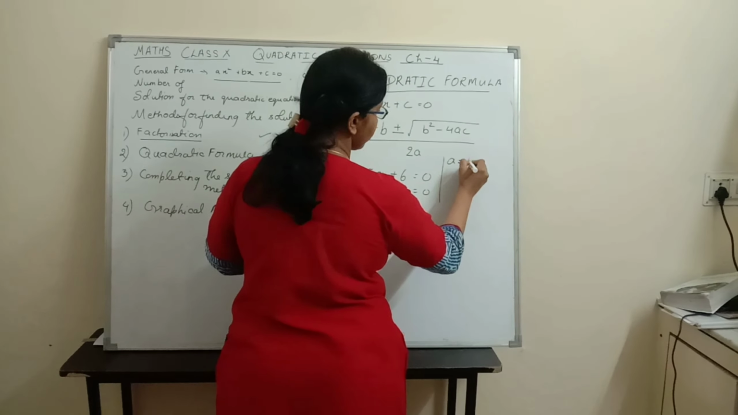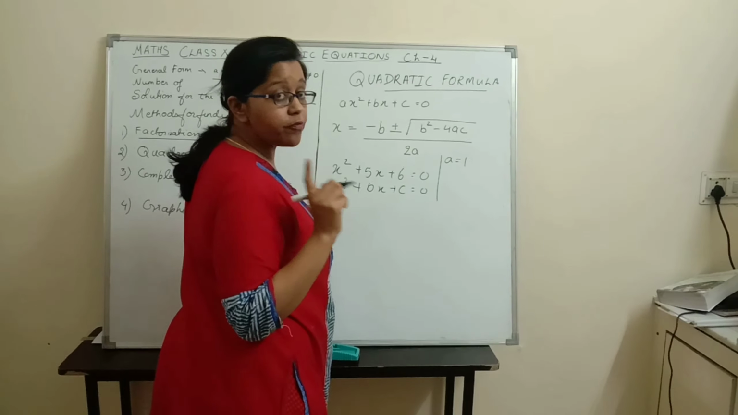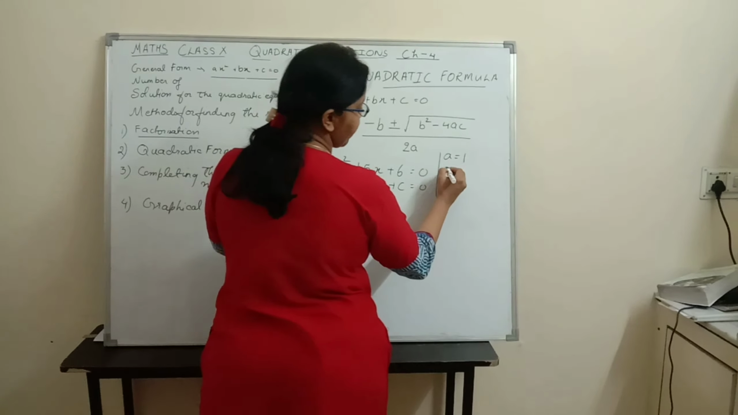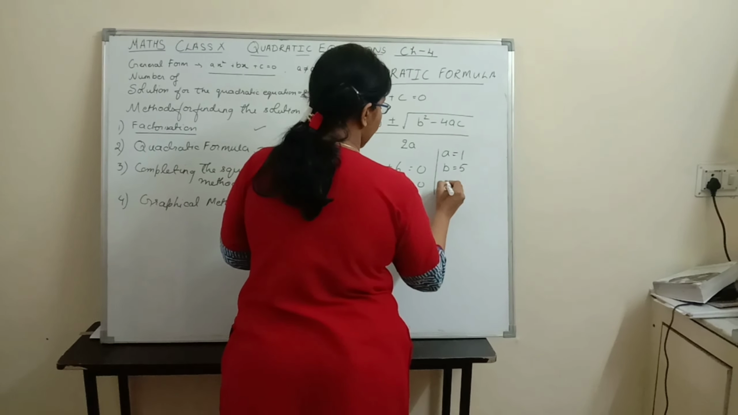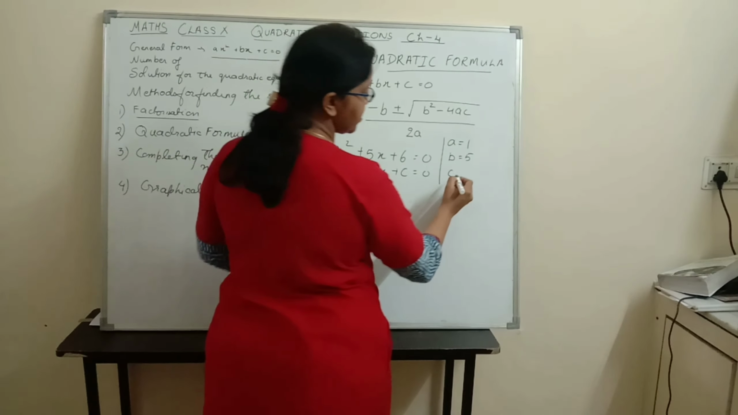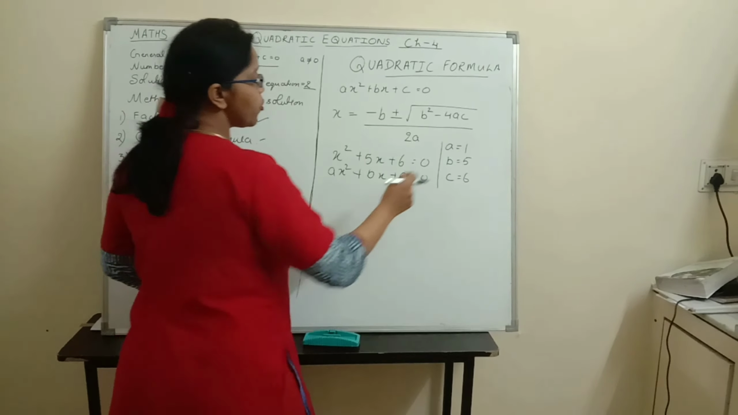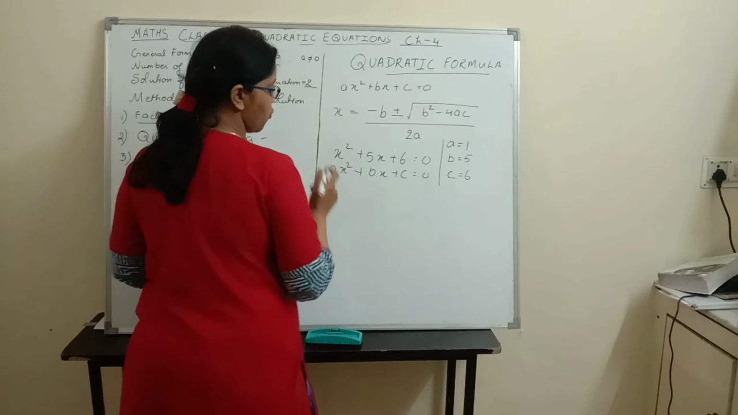a is equal to 1. We have to be very careful with the sign also. Here plus b is equal to plus 5, so b is equal to 5. And plus c is equal to plus 6, so c is equal to 6. These are the three values. So now I am going to put all these three values in this formula.